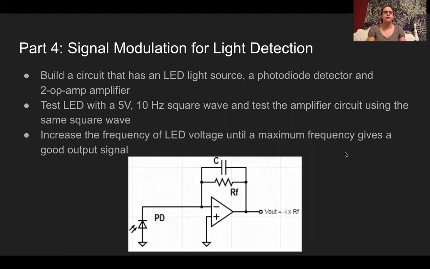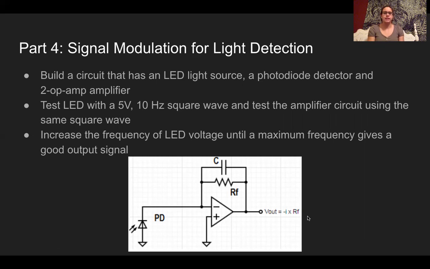Part 4 involves signal modulation for light detection. You will build a circuit that has an LED light source, a photodiode detector, and a 2 op-amp amplifier. In this picture, you could see the op-amp here with the photodiode. The LED light source is not pictured, but the second op-amp will be in series with the output of this op-amp shown in the picture.